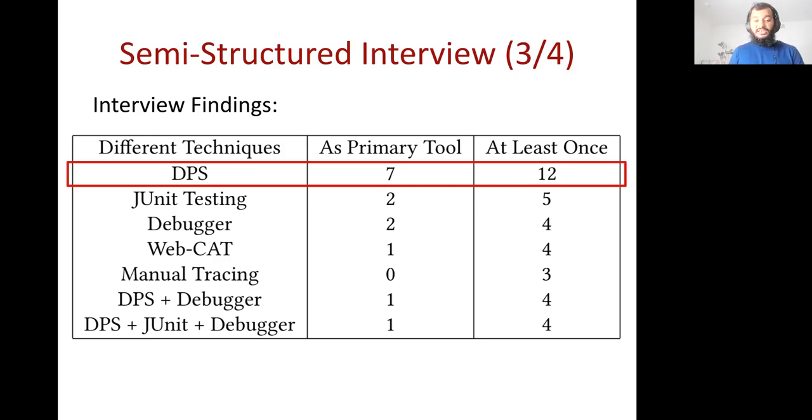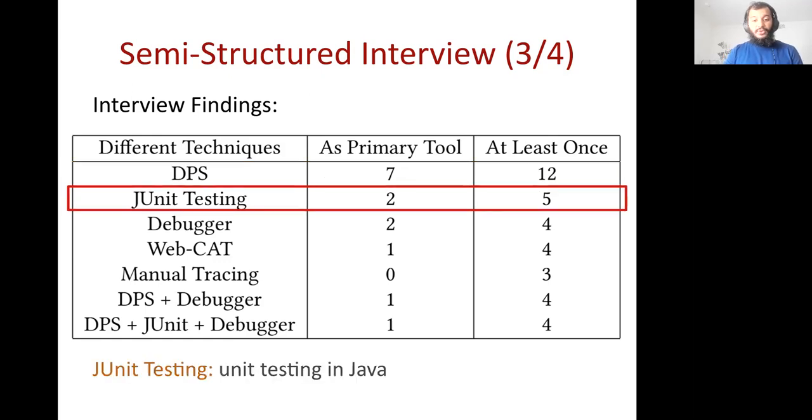Then we have JUnit testing as our second most popular tool, which is the unit testing framework for Java. Students were graded on how well their JUnit test suite performed. Therefore, some students used them only as a course requirement. Others used it for testing and/or debugging. We focused on the students who used it for bug investigation purposes.